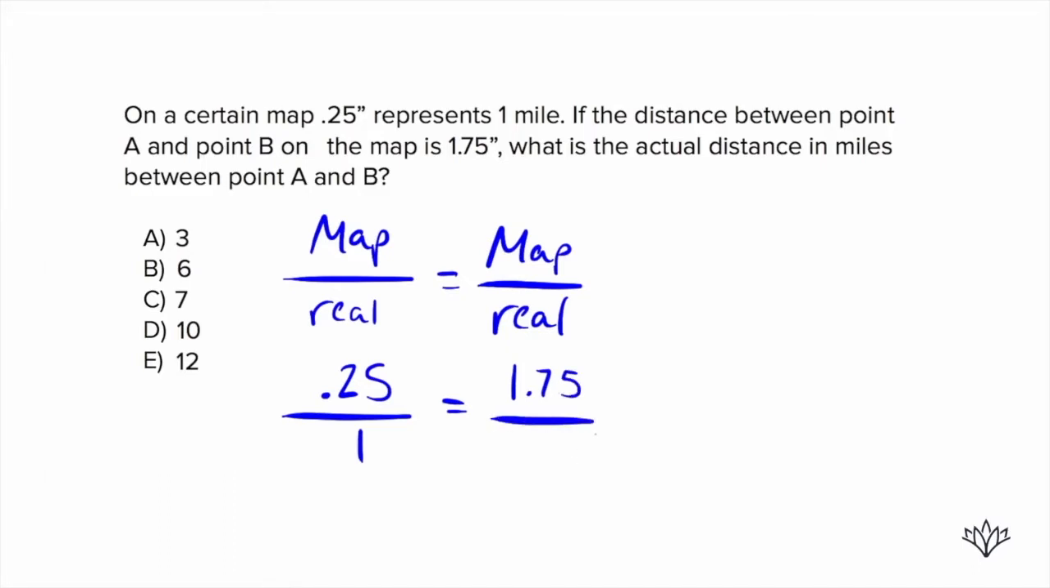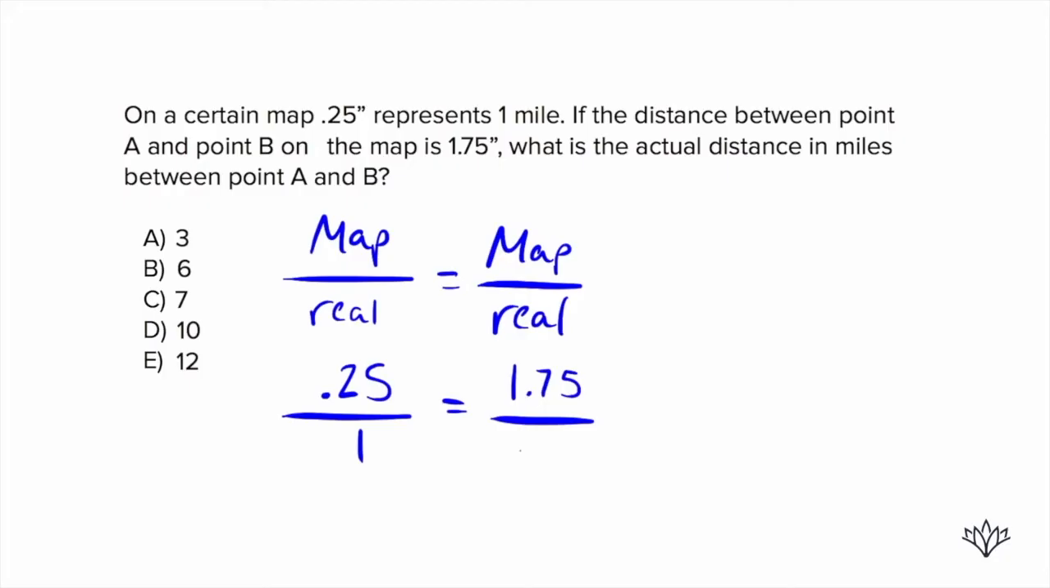On the right, what are we going to have? 1.75 inches, and it's asking for the actual distance, so that's going to be our variable. On the bottom, we're going to put our x. So what do we do here? Whenever you have two fractions with an equal sign in between and there's a variable, you can cross multiply to solve.